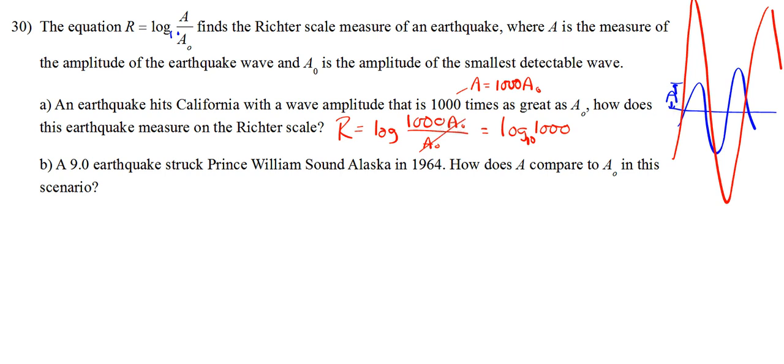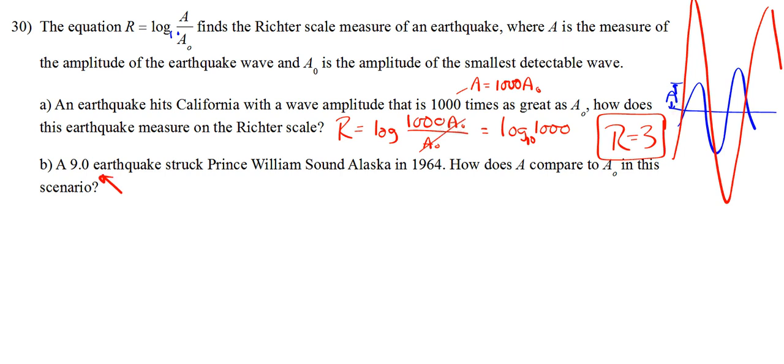Well, it's 10 times 10. That would be 10 to the second power. 10 to the second power is 100. If we multiply by 10 again, we get to 1,000. So that would be a 3 on the Richter scale. So that amplitude is 1,000 times greater than the smallest one we could detect, and it's only a Richter scale of 3. All right, so what does a 9 on the Richter scale look like?